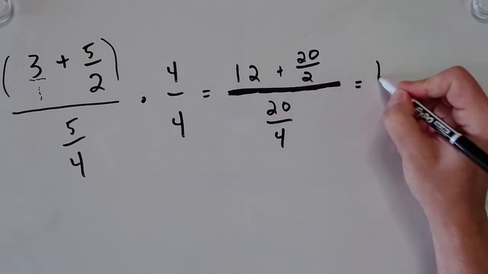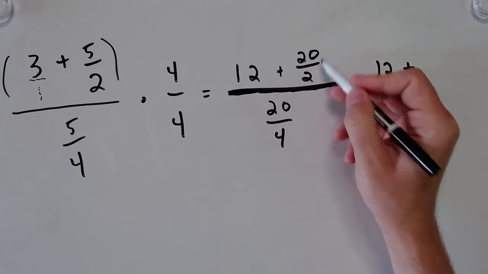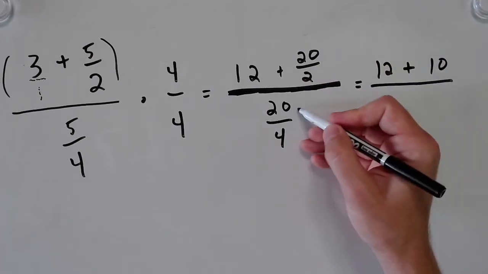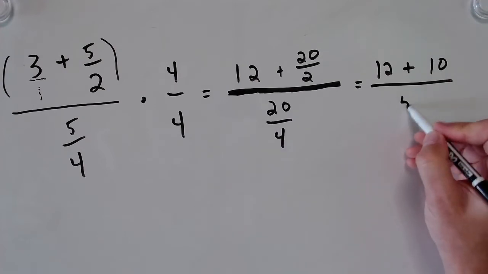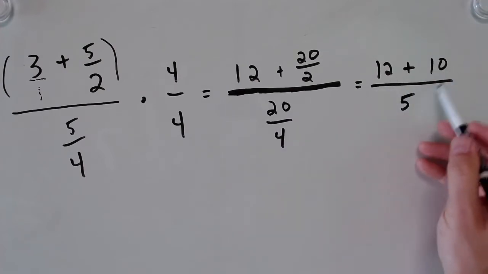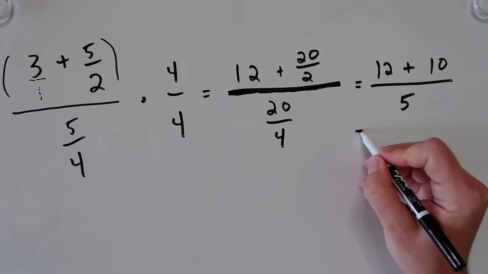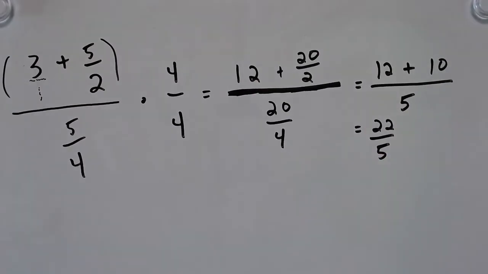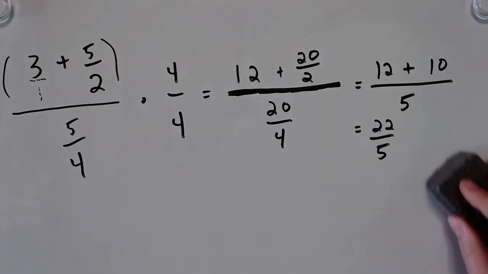We have 12 plus 20 over 2. Well, that's 10. And here's our bar. And 20 over 4 is 5. So we have 22 over 5. That's kind of a weird answer, but that is the answer. And these problems take up a lot of space, so we're going to have to clean this off to do our next example.